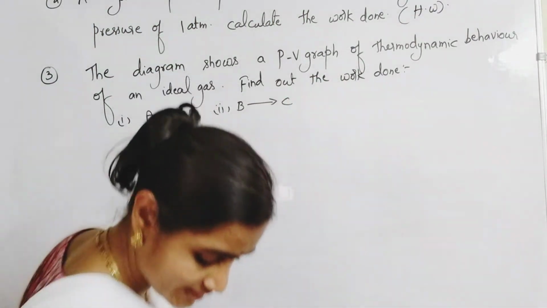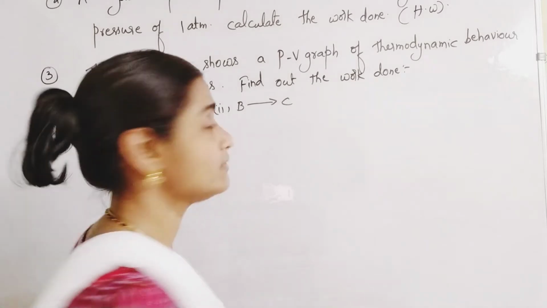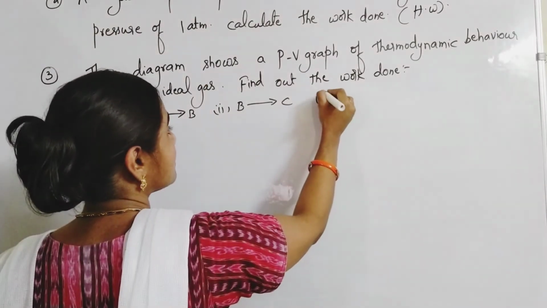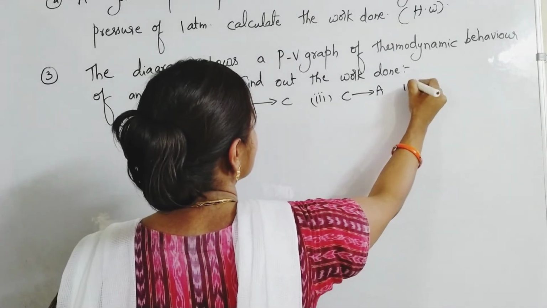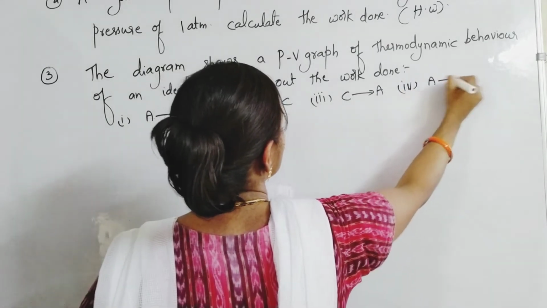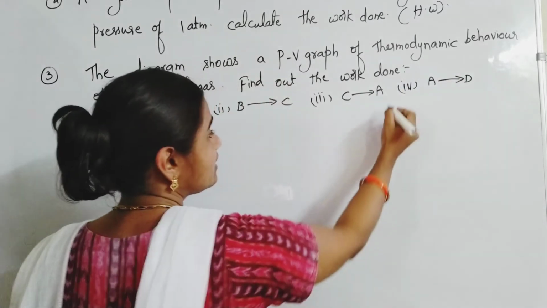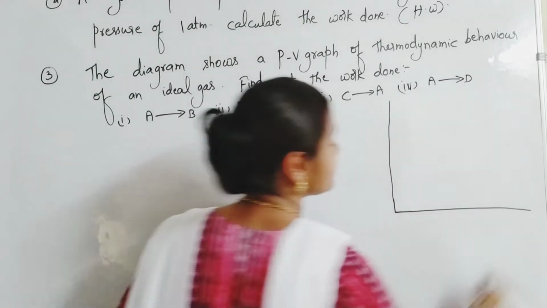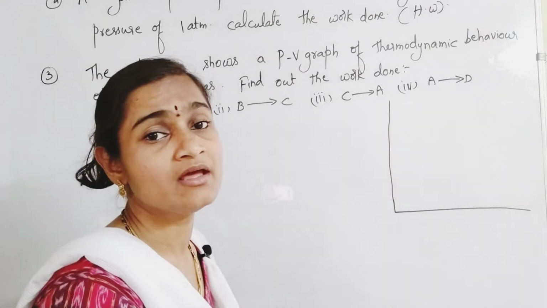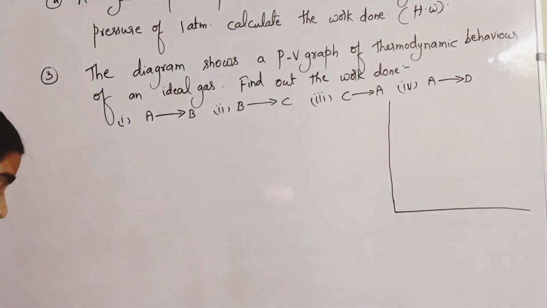The diagram is given like that. I'll just draw the diagram. B to C, C to A, A to D. The diagram is given like this. A pressure-volume graph is given.